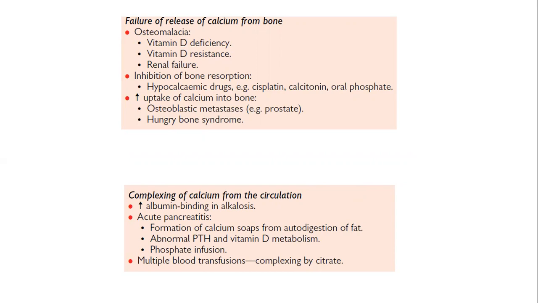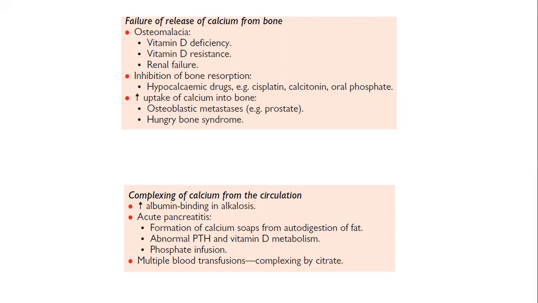Furthermore, this can be secondary to complexing of calcium from the circulation, like increased albumin binding in alkalosis. Acute pancreatitis. In acute pancreatitis, there is formation of the calcium soap from the autodigestion of the fat.